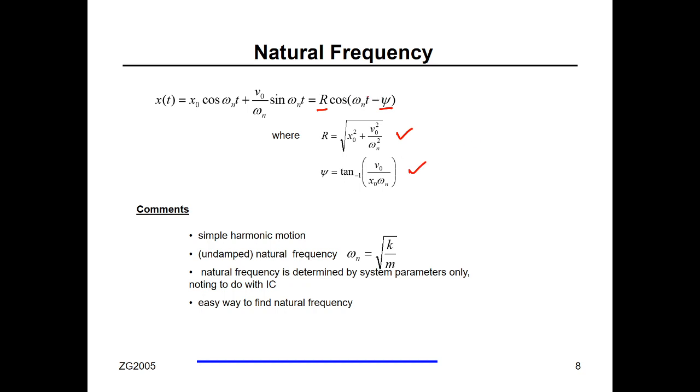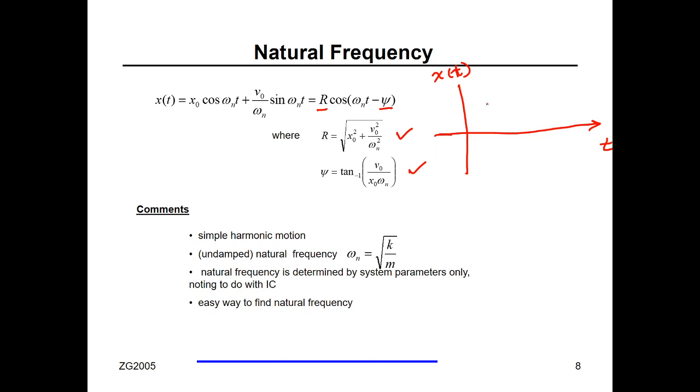Why are we doing this? Because it's much easier to draw. Can you draw? Yes. This is time, this is x of t. It will be harmonic motion, right? Like cosine.